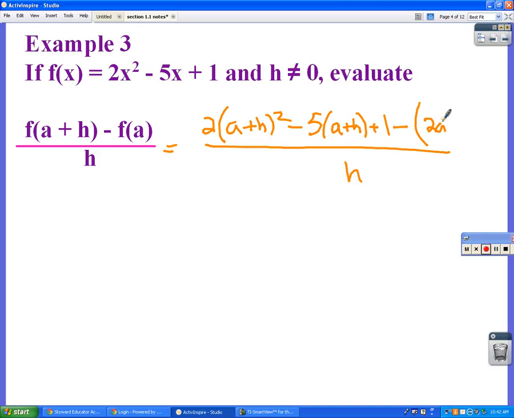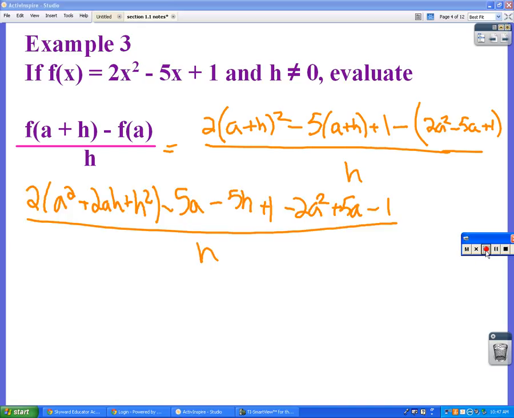Right, 2a squared minus 5a plus 1. Okay? So FOIL it, distribute. I just put in a everywhere there was an x. I tried to give you a hint by putting this in parentheses. That negative is going to go through to all those things. So this is going to be a negative 2a squared, a positive 5a, and a minus 1.